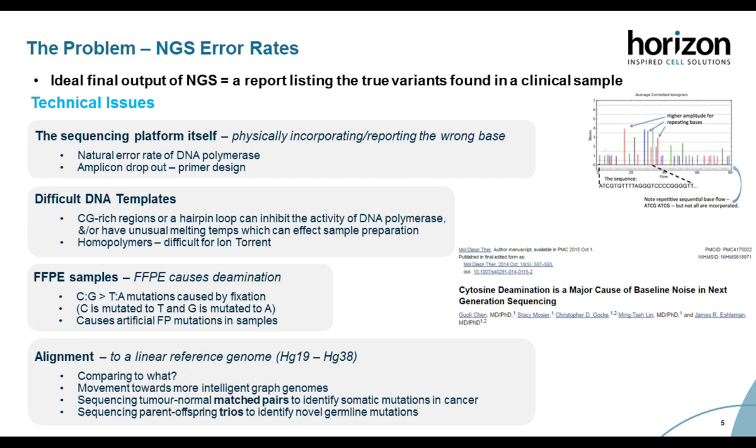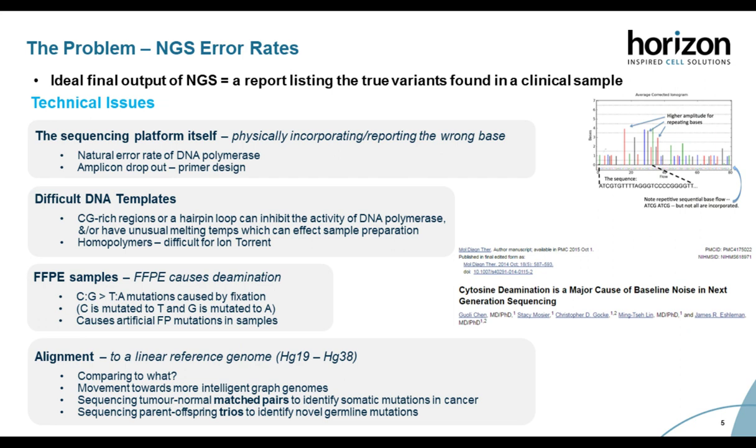Some DNA templates can also be more difficult to sequence, and this includes GC-rich regions or perhaps hairpin loops, which can inhibit the activity of DNA polymerase and possibly have unusual melting temperatures which can affect sample preparation. Additionally, homopolymers can be difficult for some platforms, such as the Ion Proton platform, which finds it difficult to differentiate between an accumulation of charges in long stretches of homopolymers.